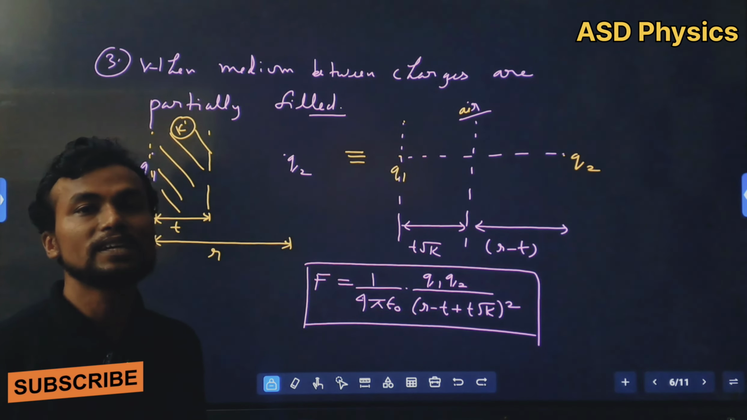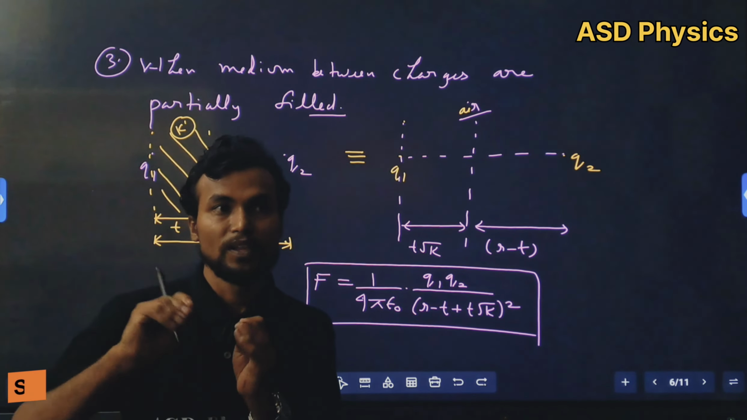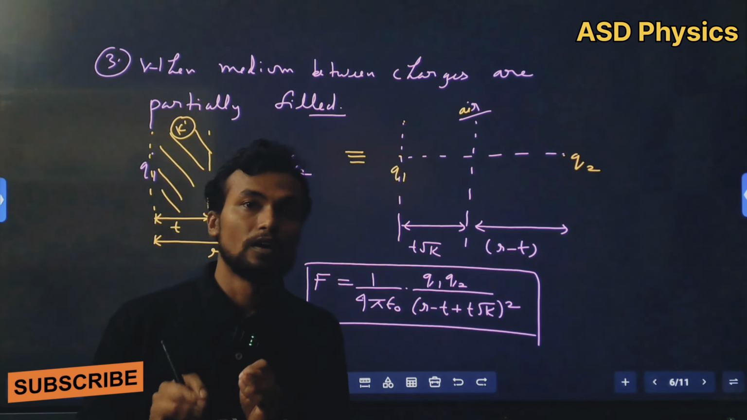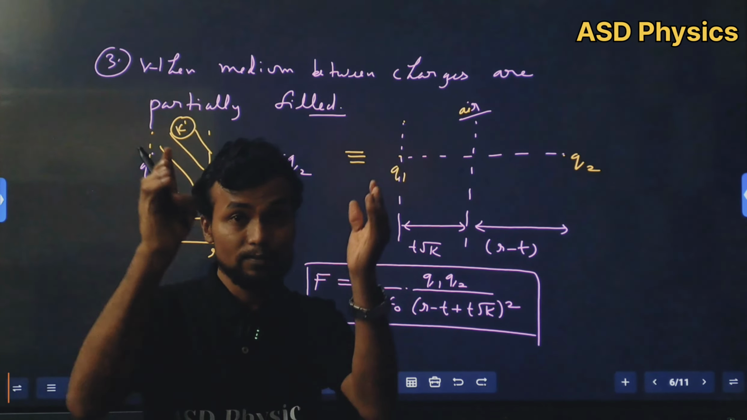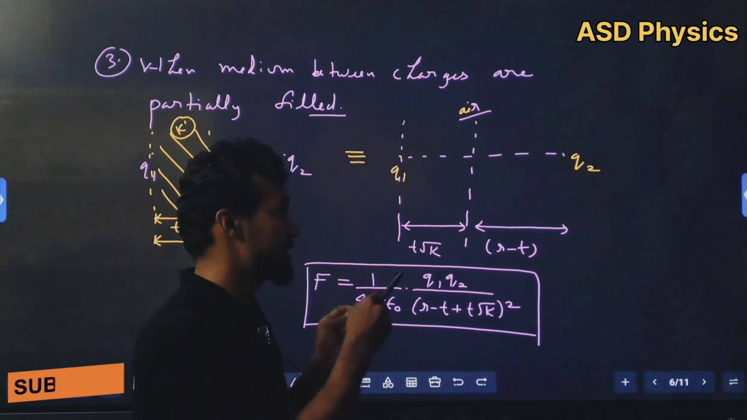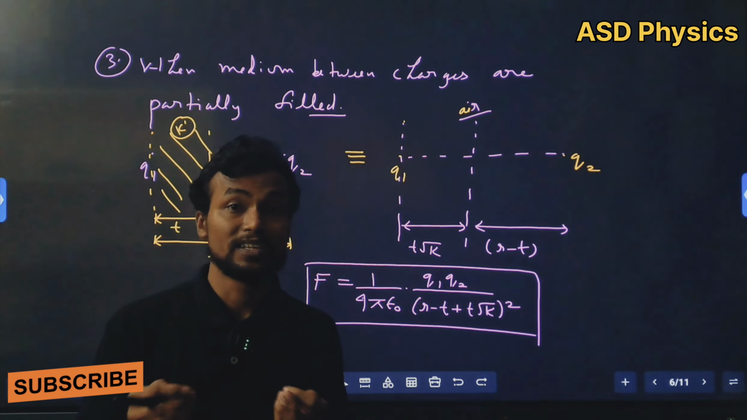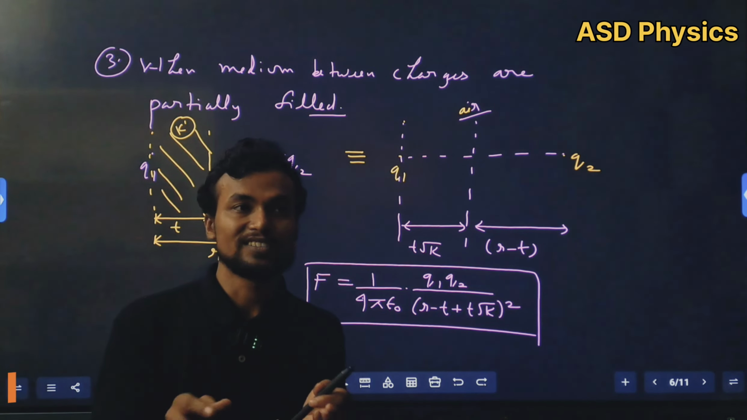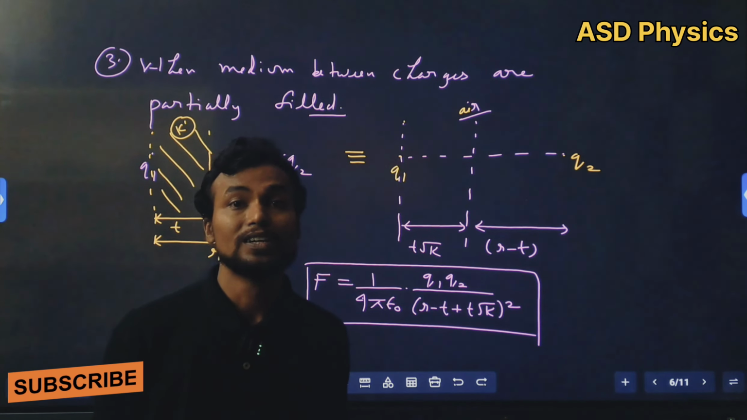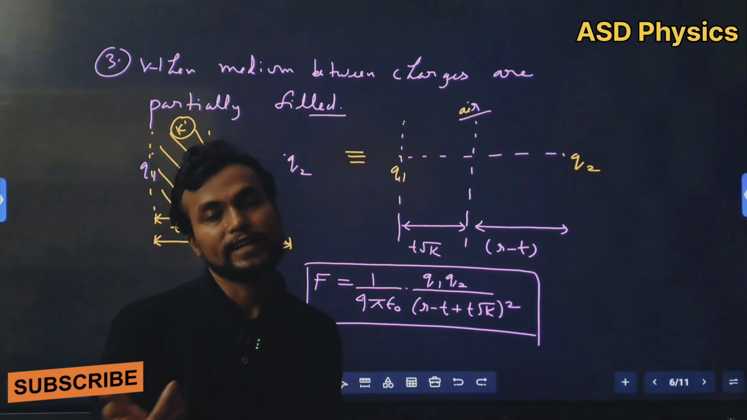Okay, so how many cases have we seen? We have seen 3 cases. First, when only air or vacuum is there. Second, when a complete medium is there between the charges. And third, when a partial medium is there. And you know very well, whenever the charges are of the same nature, positive or negative, they will repel.